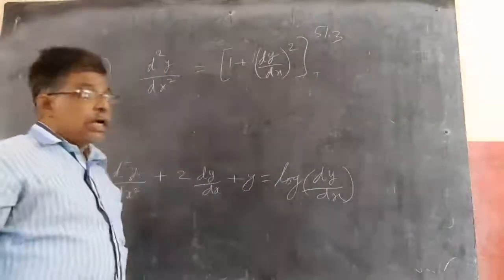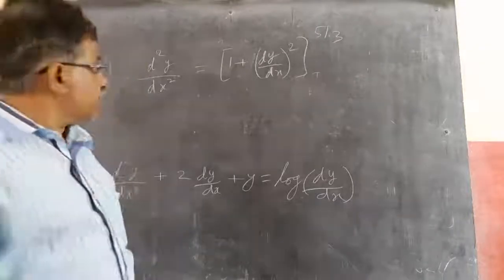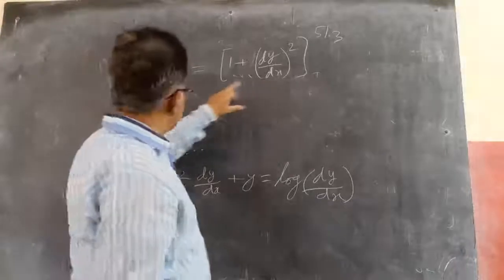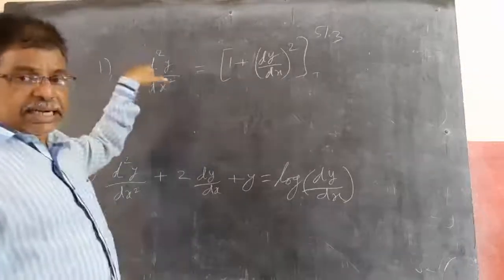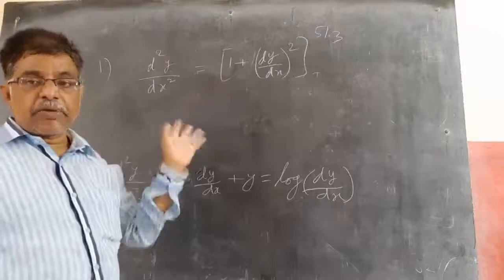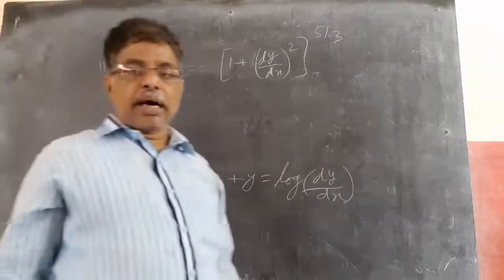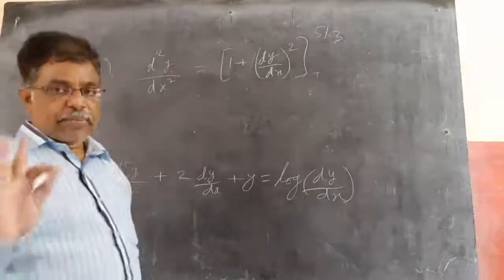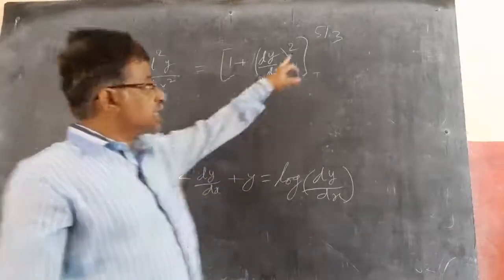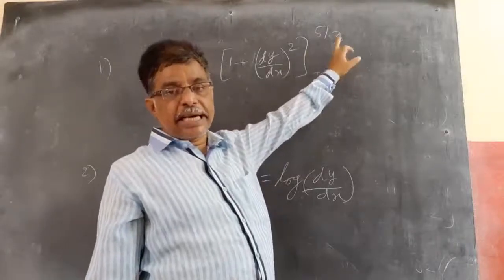What I told you? Order is directly the highest derivative. In this, the highest derivative is d square y by dx square, a second order derivative. So the order of this equation is 2 directly. But what about degree? To find the degree, you need to convert it to a polynomial, I told. Means free from radicals. So there is a rational number 5 by 3. It should be free from this radical. It should be an integer.